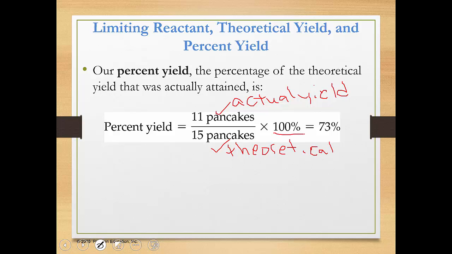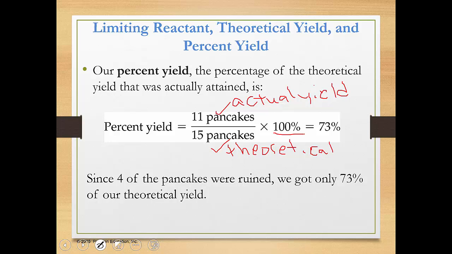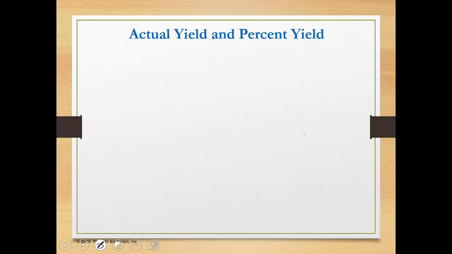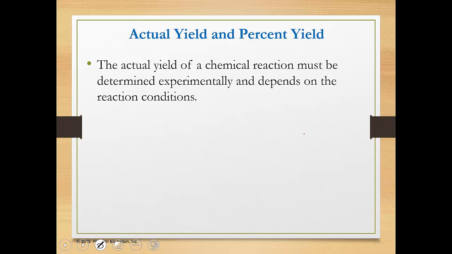Okay, and then always multiply by 100 to make it a percent. So in the case of our pancakes, we got 73% of our theoretical yield. So that means that we lost 27% of the pancakes through other means. So actual yield and percent yield. Let's look at some examples of how we do that.